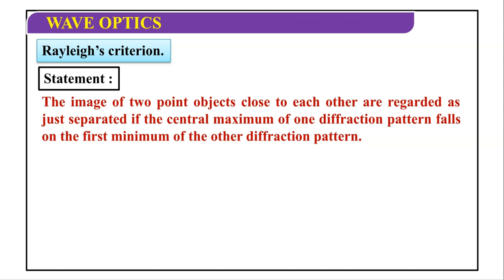After seeing this experiment, there are many scientists researching this particular topic, and among them, one is the Rayleigh criterion. Rayleigh gave his statement: the images of two point objects close to each other are regarded as just separated if the central maximum of one diffraction pattern falls on the first minimum of the other diffraction pattern.